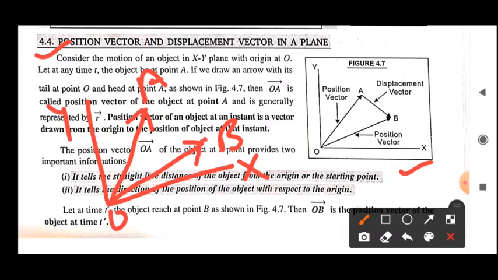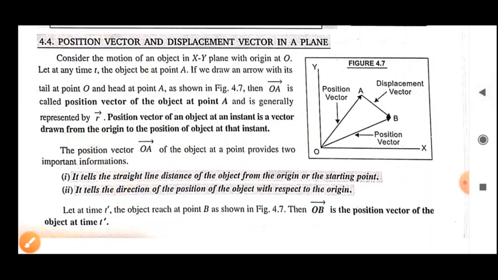Now what is a displacement vector? The distance between points A and B is called displacement. Here we can draw a vector representing the distance between A and B. That is called the displacement vector. So I think the difference between displacement vector and position vector is now clear to you.